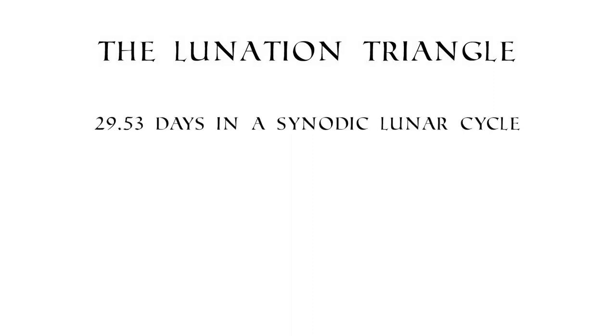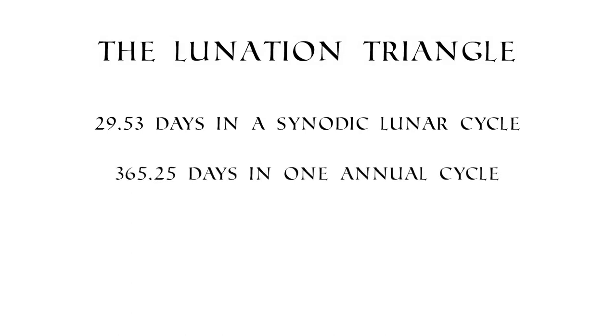Right, let's take a look at the lunation triangle, because that also takes place within the 5, 12, 13 triangle. Now, let's just begin with a few cosmological numbers. 29.53 days in a synodic lunar cycle. So that's the period of time from one full moon to the next, or from one new moon to the next, wherever you have your beginning point. 29.53 days later, on average, you'll be back at the same point in the cycle again.